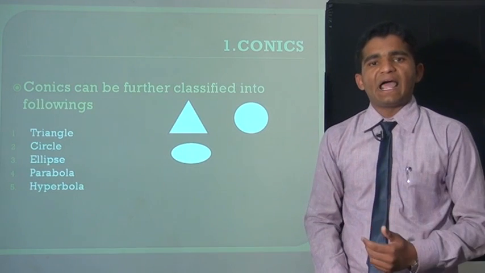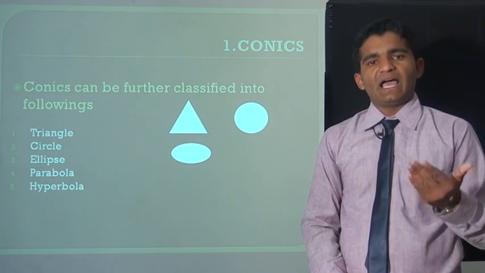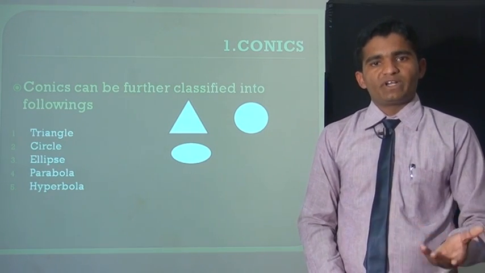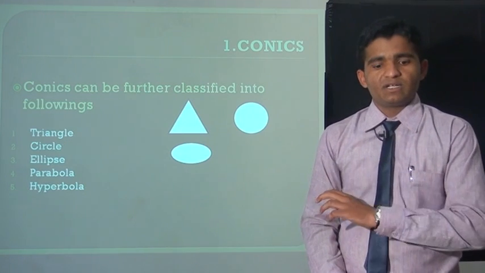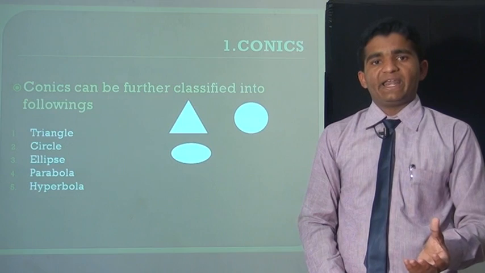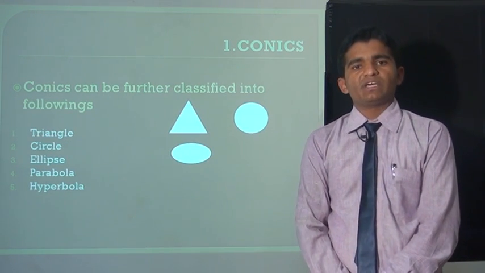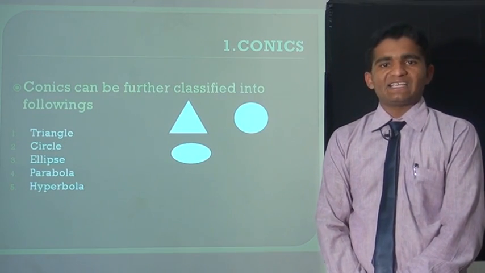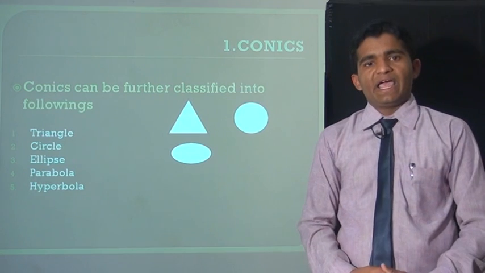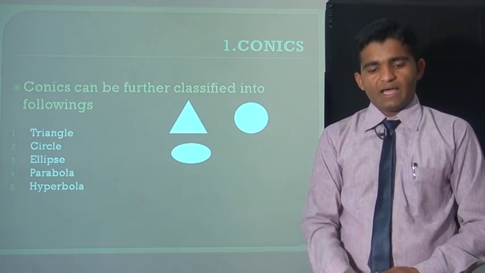Now, except for the triangle, the circle, ellipse, parabola and hyperbola are differentiated by eccentricity. What eccentricity is, we will discuss later, but here consider that the eccentricity for the circle is 0, the eccentricity for the ellipse is less than 1, the eccentricity for the parabola is equal to 1, and the eccentricity for the hyperbola is greater than 1.